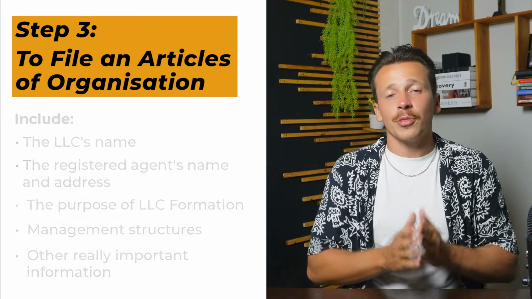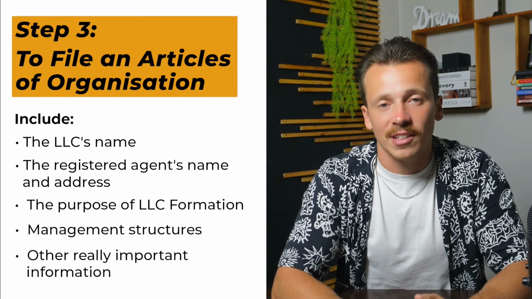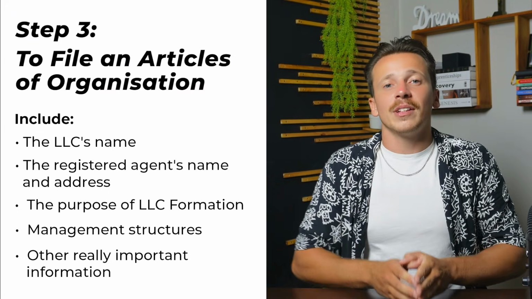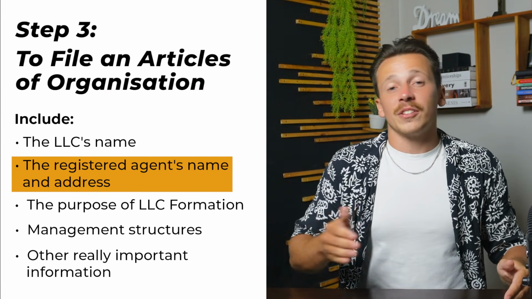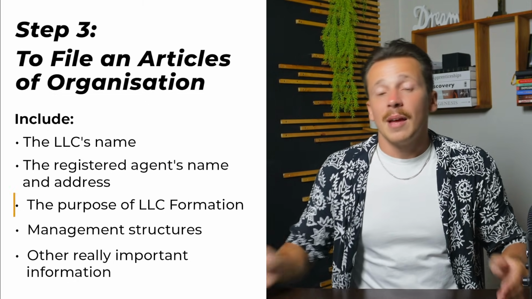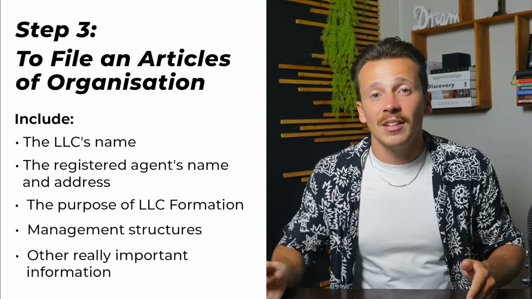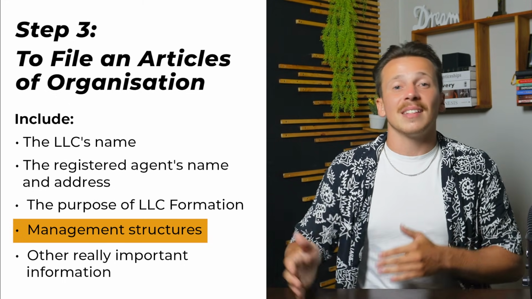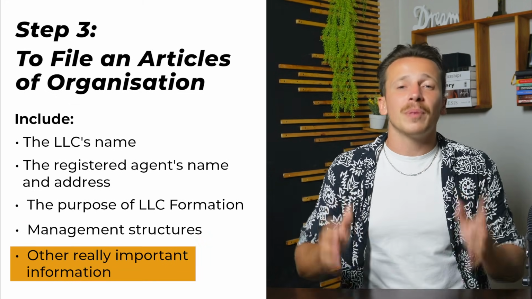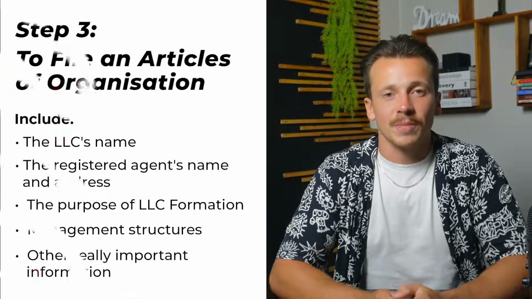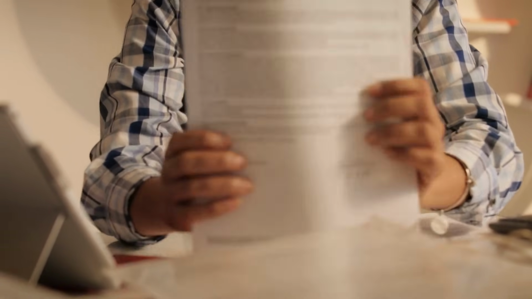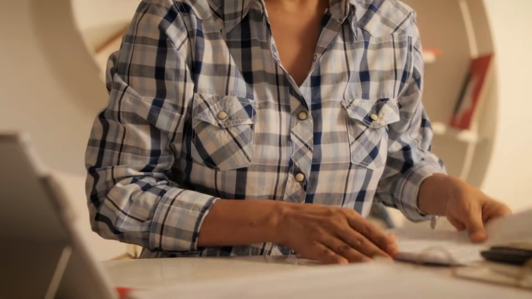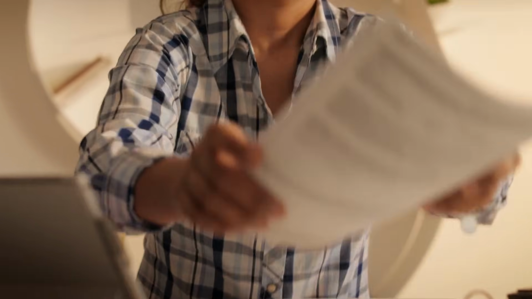Okay, so step 3 is to actually file your LLC articles of organization. This is going to include the LLC's name, the registered agent's name and address, purpose of LLC formation, management structure, so who are the actual managers of this company, and also a bunch of other really important information. Now, when it comes to the process of doing this, there are a couple of forms that you will need to know and to fill out.